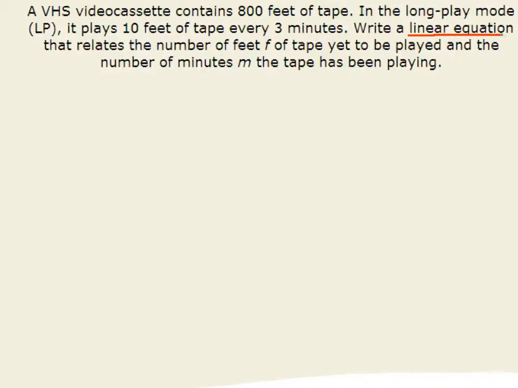What we want is a linear equation. A linear equation is an equation in the form y equals mx plus b, where m is the slope and b is the y-intercept. Now, instead of y and x as our variables, we have f and m. And the number of feet of the tape yet to be played is dependent on how long it's played, the number of minutes. And if you'll remember, x is the independent variable and y is the dependent variable.